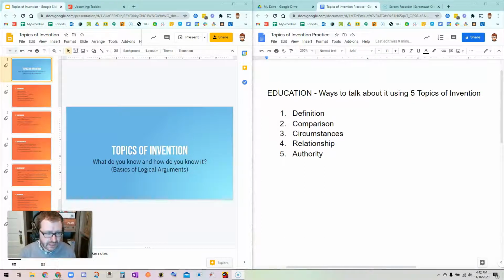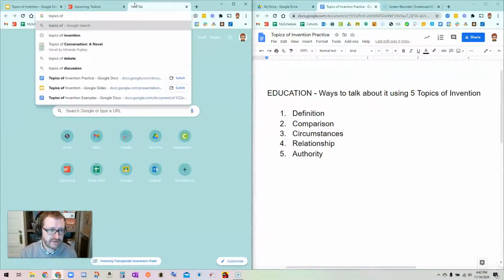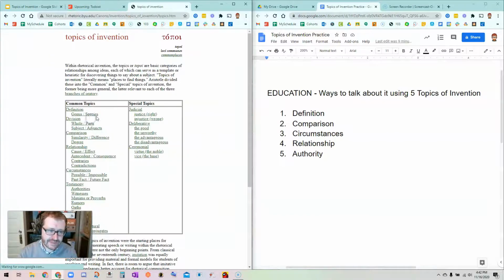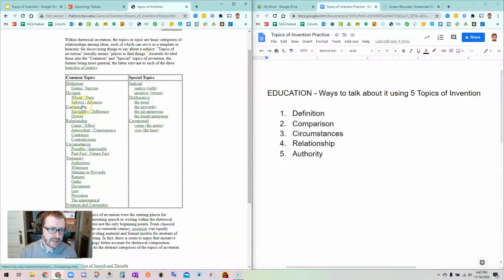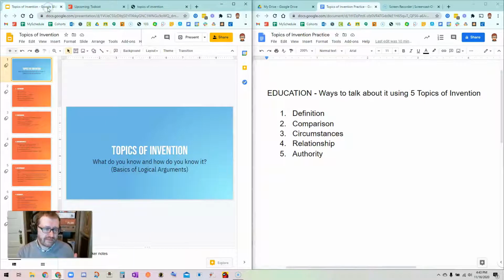arguments in your essay. So, first up, and by the way, you can just literally Google topics of invention, and you can learn all kinds of in-depth stuff about them. They go really, really in depth in terms of how they work in rhetoric and how they work in language and how we make arguments. But they're about relationships between ideas. And I'm going to go through kind of the 5 more common ones that we might use.